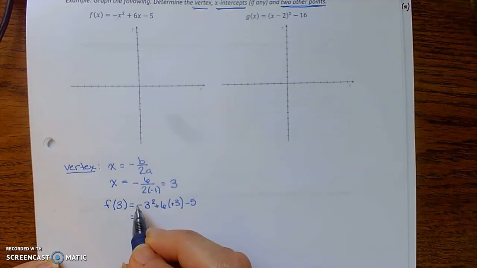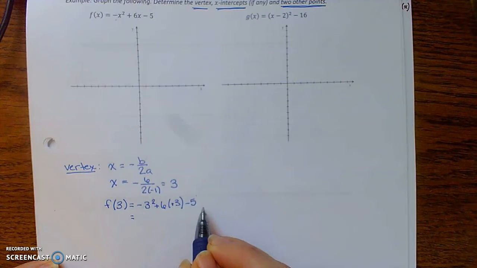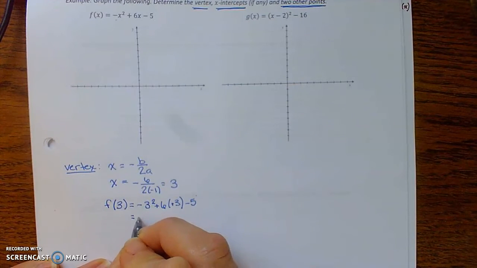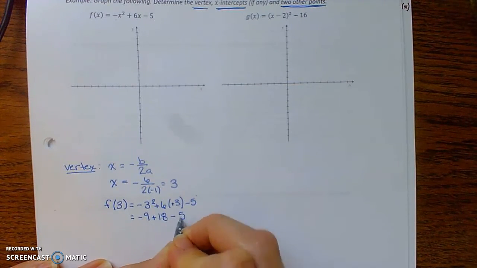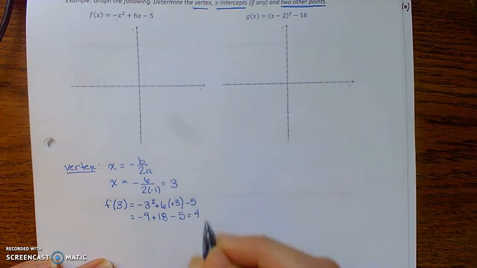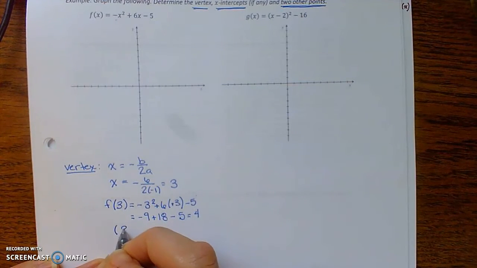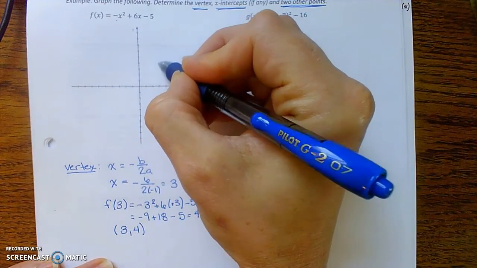So we get f of 3 is negative 3 squared plus 6 times 3 minus 5. So what is that? Negative 9 plus 18 minus 5. That's 4. So my vertex is (3, 4), and I can go ahead and plot that here on the graph. Over 3, 1, 2, 3, upward.